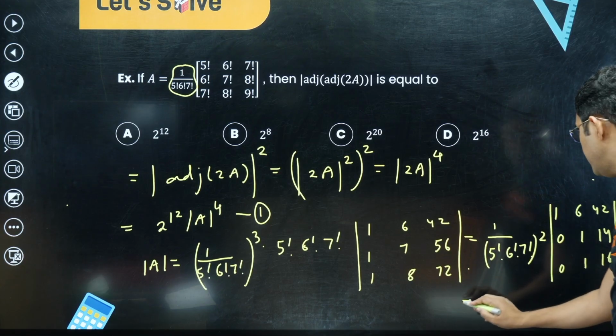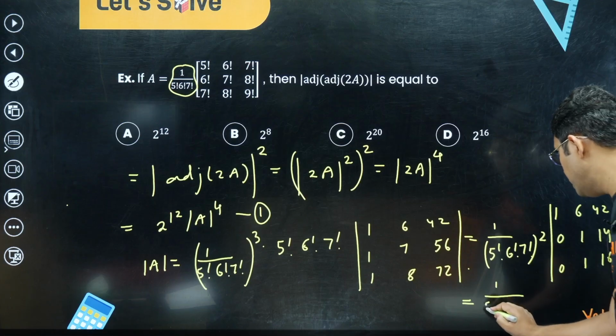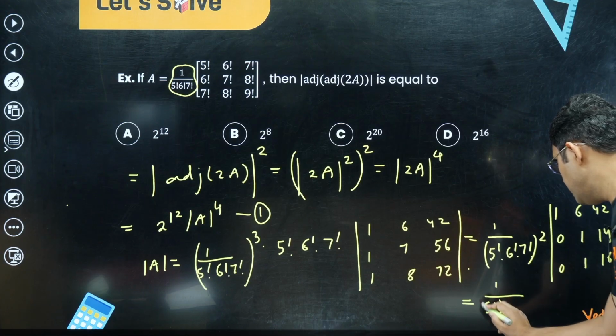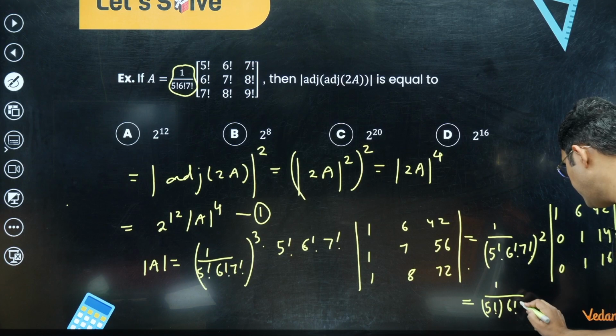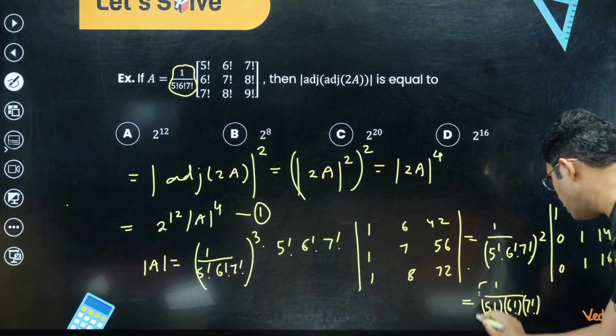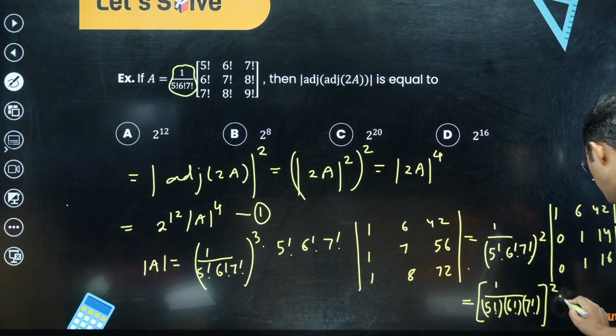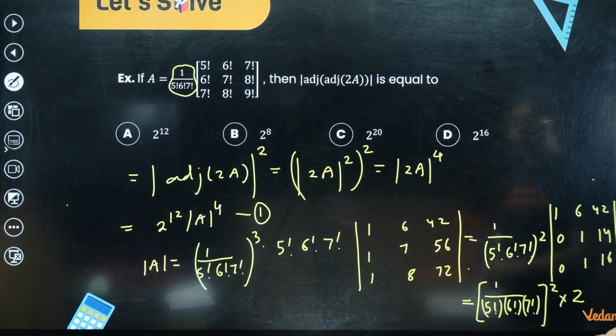If you simplify it, I think we will be getting 1 upon 5 factorial, 6 factorial, 7 factorial, I think whole square on all over here into 2. The value of this is just 2. Now this is the value of determinant that we are getting.